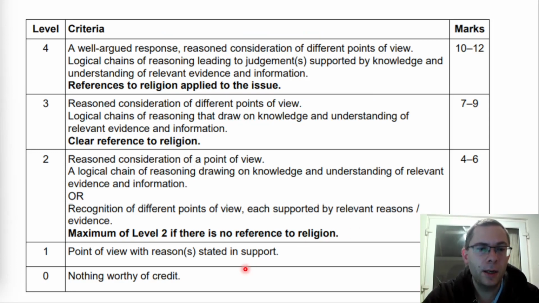There you go. It starts with saying it's not worthy of credit. A point of view with reason is supported. A logical chain of reasoning, more than one point of view with relevant reasons, a reasoned consideration of different points of view, logical chain of reasoning, clear reference to religion, and well argued. I'm going to be doing an answer that's going to fall in this category here.